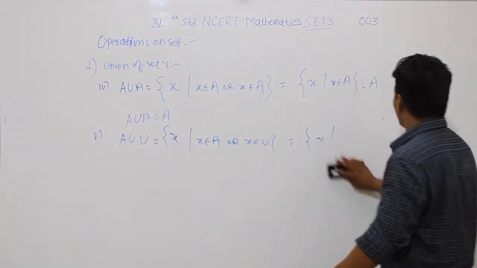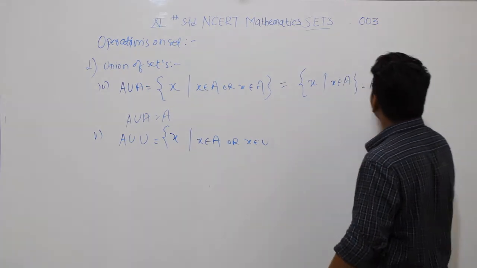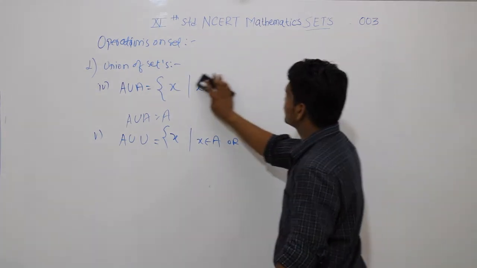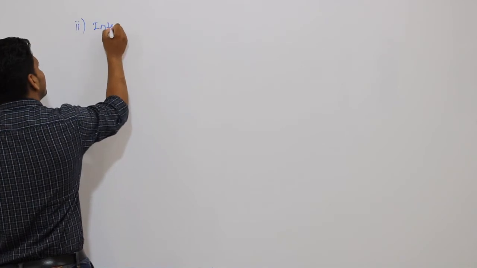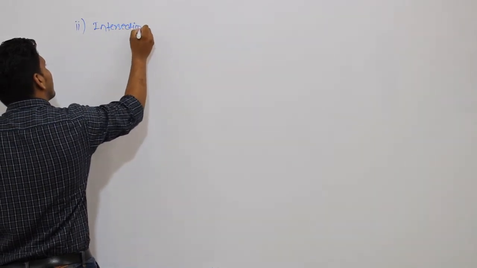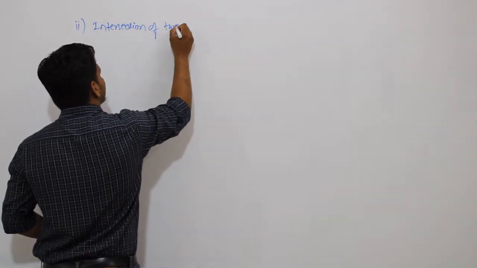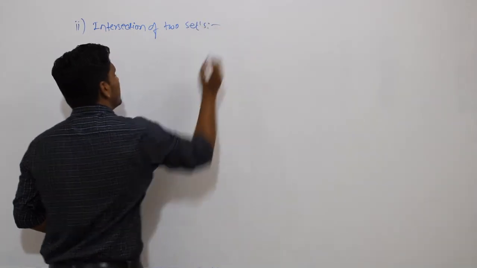Okay? These were all the properties. Those properties you can verify by using one example also. Now we will see the next definition. It is the intersection of two sets. What is it? It is nothing but the intersection of two sets. Okay? Means what?